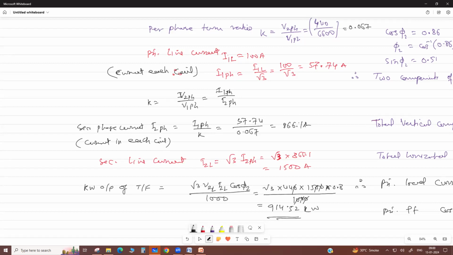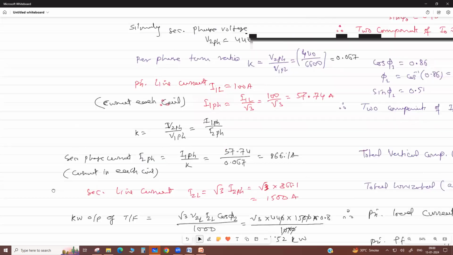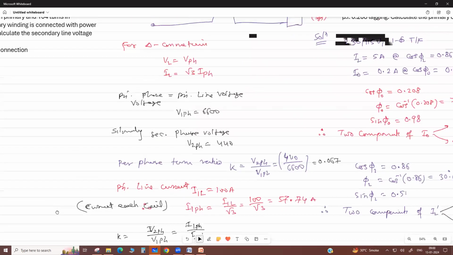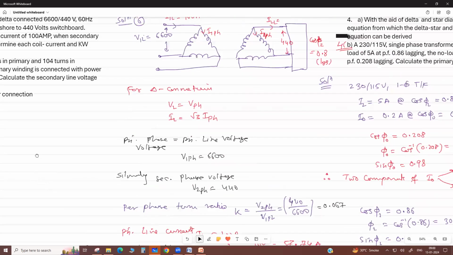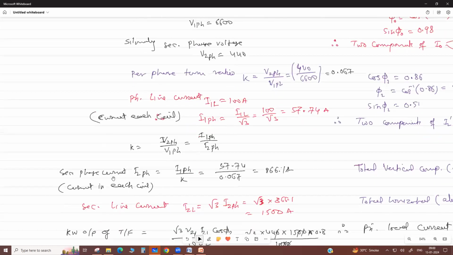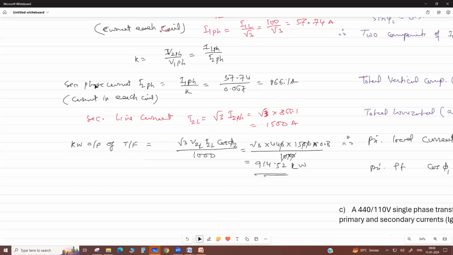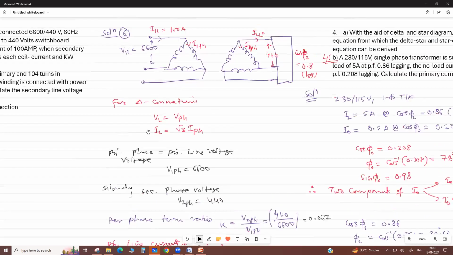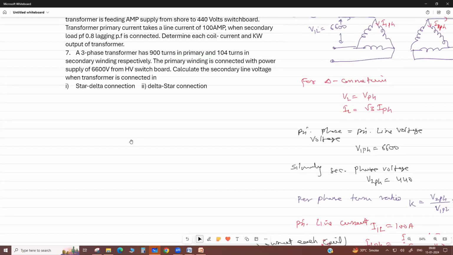Okay, by this you do the calculation like this. You observe the same here. Turn ratio है, but you know the connection. Phase values you calculate, then you put the turn ratio per phase. Okay.